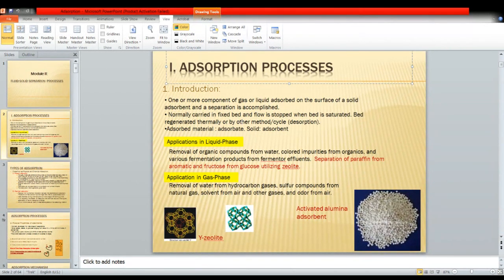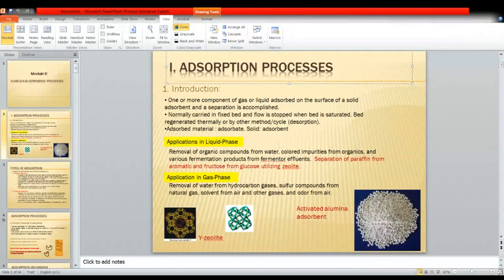So normally carried in fixed bed, and flow is stopped when bed is saturated. So here this happens, okay? This process is carried out in a fixed bed where you have adsorbent. If you see the picture here, white granules, white particles, these small ones are adsorbent, activated alumina, okay? So you fill your container with this, and you pass liquid through this. These solids have small pores on the surface, okay? So your phenol or any other component will be adsorbed in this.